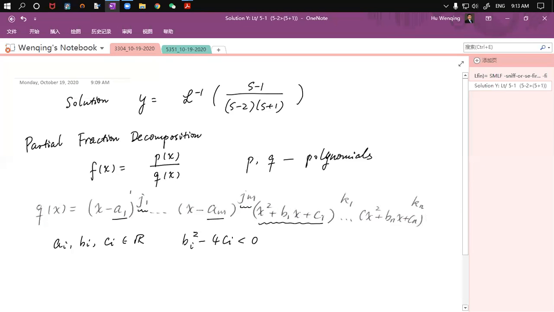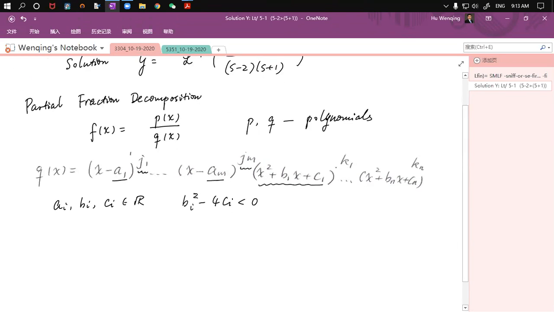This is indeed the case because for any polynomial, you are going to have either real roots or complex conjugate roots. In the complex conjugate case, you're not going to find real roots, but your quadratic can be handled by completing the square, if you're familiar with this algebra. And you have multiplicities J1 up to Jm, K1 up to Kn. So you have these multiplicities.